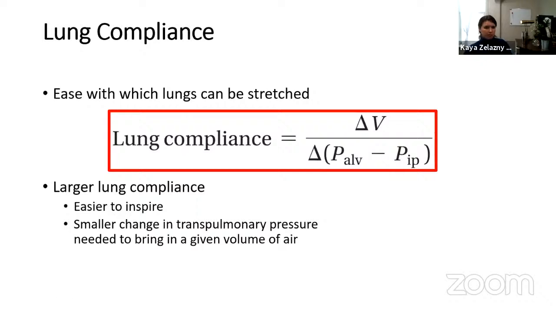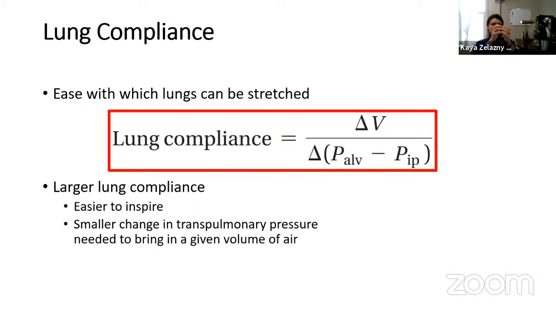So before we touch back on resistance, let's make sure that we understand compliance and how this relates to the lungs. Lung compliance refers to basically how stretchy the lungs are. If we think about the mechanics of breathing, hopefully we can intuitively understand why this would be important. When we're breathing in, we're using our diaphragm and our external intercostals to expand the region in the thorax, expand that volume.